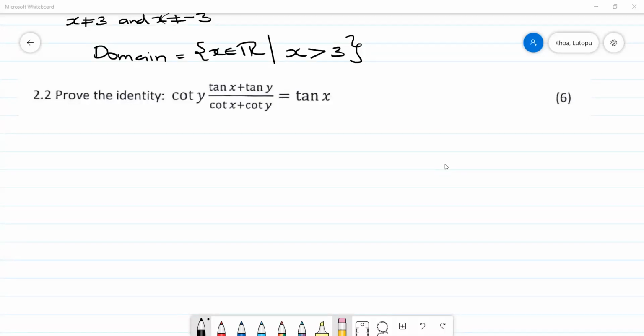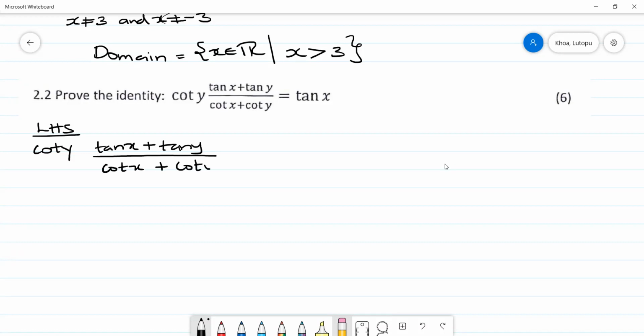2.2, prove this identity for 6 marks. So like I said, you need to work on one side and one side only. The left-hand side looks more complicated, so that's why I'll pick that one. So we have tan x plus tan y over cot x plus cot y. Okay, so most of the time I say, if you're not sure what to do, write the trigonometric ratios in terms of sine and cos.